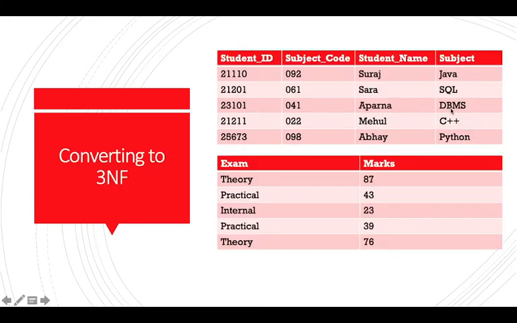For that, we are going to convert our relation into 3NF by decomposing the tables. That is why we do the process of normalization, which is dividing bigger tables into smaller tables so that they can link to each other. This is what we learned in our first video. So now consider I have created another table, exam, which has the attributes exam and marks, right? Now if you see, there's no transitive dependency here, right?